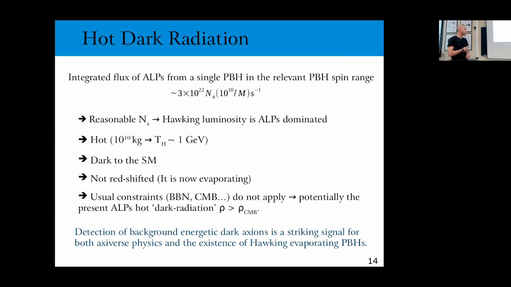They are dark to the standard model. They are not redshifted because these black holes are evaporating today. And for this reason, the CMB and Big Bang nucleosynthesis constraints do not apply. And their density can be as high as one desires. So let's imagine having a detection of a very energetic axion here on Earth. For sure, it's a remarkable result because you're measuring one axion, but it can also be considered as a signal of the presence of a black hole which is evaporating nearby, which is emitting and is the source of this very, very hot axion.